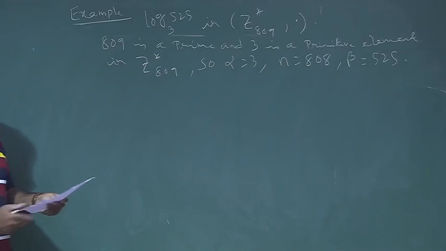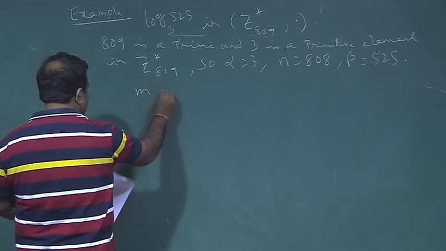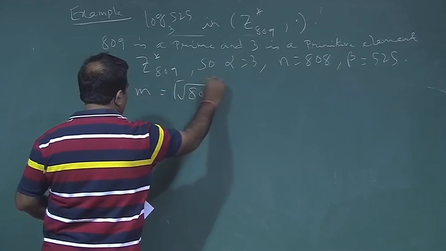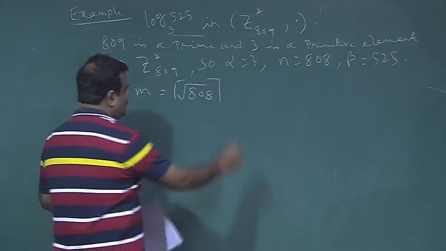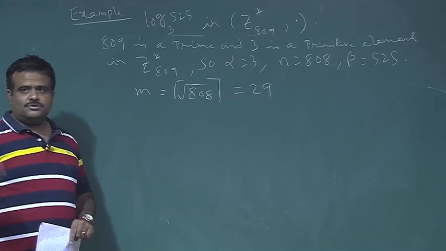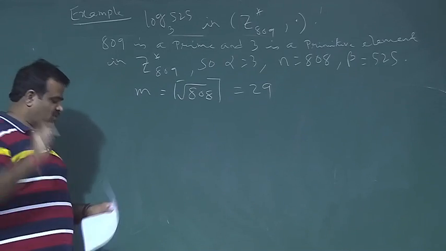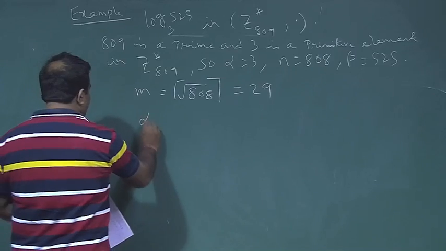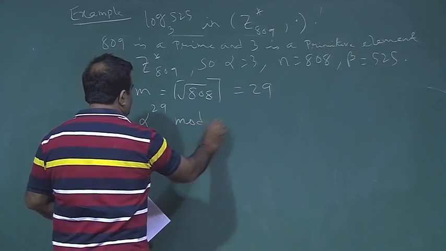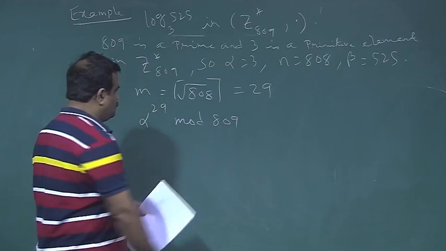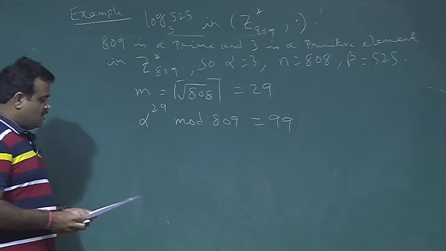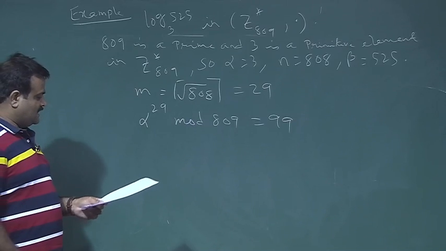For that we take m, which is basically the ceiling of the square root of n, 808. This will give us the value 29. So, we compute alpha to the power m, because we have to again compute alpha to the power m to the power j. So, alpha to the power 29 mod 809 will give us 99. Now we first prepare the list L1.